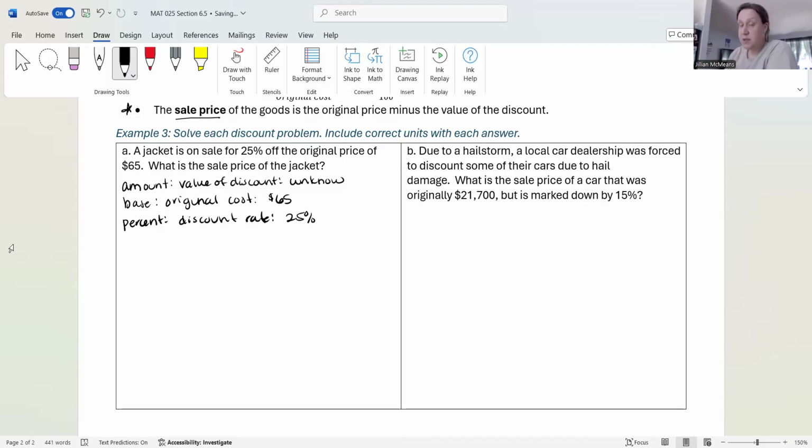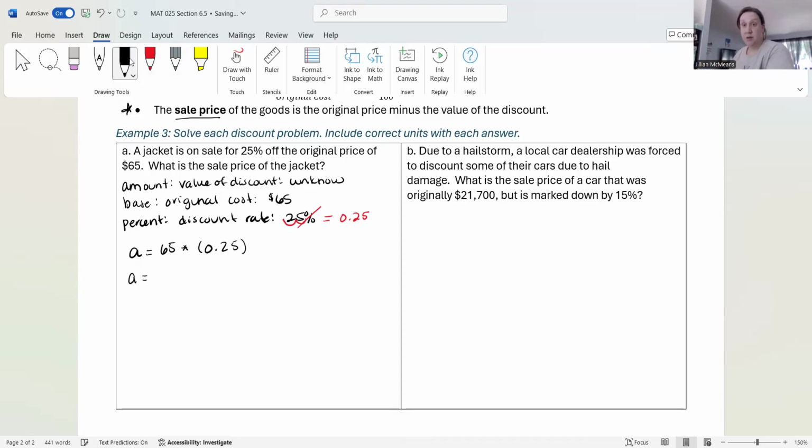Let's plug this into the discount equation. The amount, which is our unknown, is going to equal the original cost of $65 times the percent. Remember, when we have a percent in the percent equation, in this case the discount equation, we have to input the percent or the rate as a decimal. So we have 25%. To write that as a decimal, we drop off the percent symbol and move the decimal to the left twice. We essentially divide by 100. So we get 0.25. In my equation, I've got 65 times 0.25.